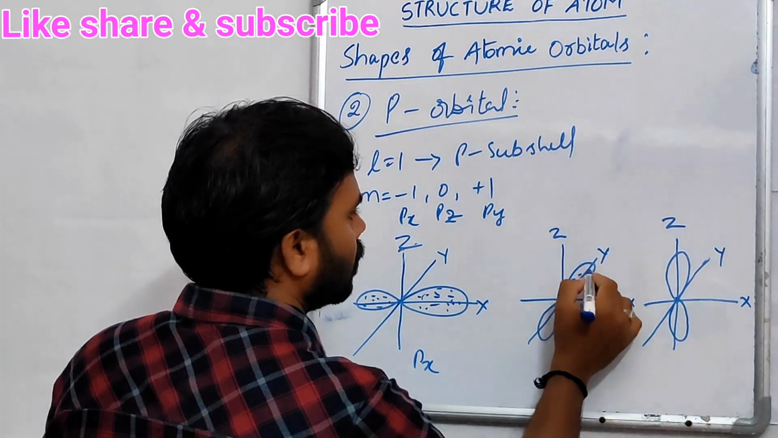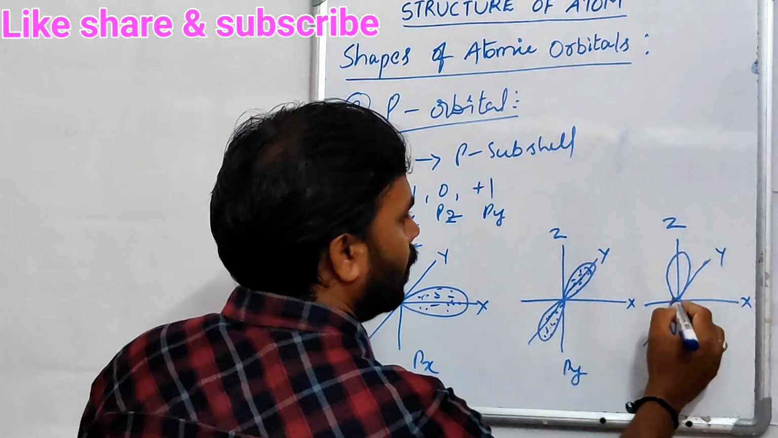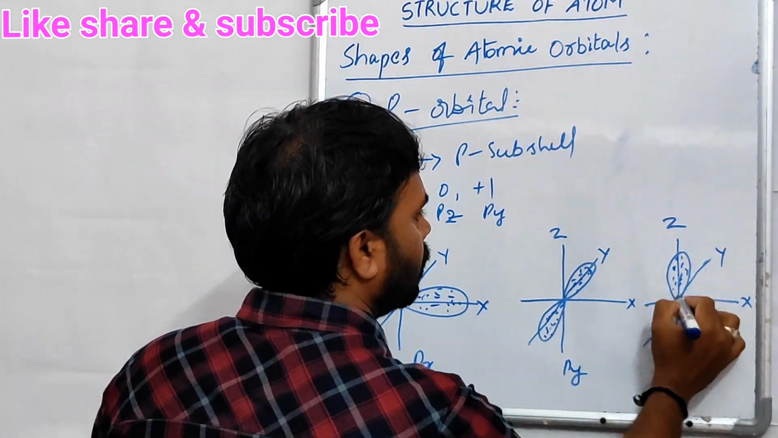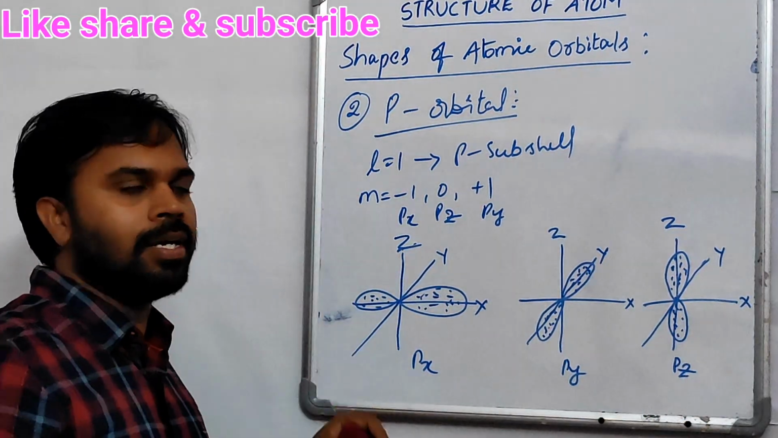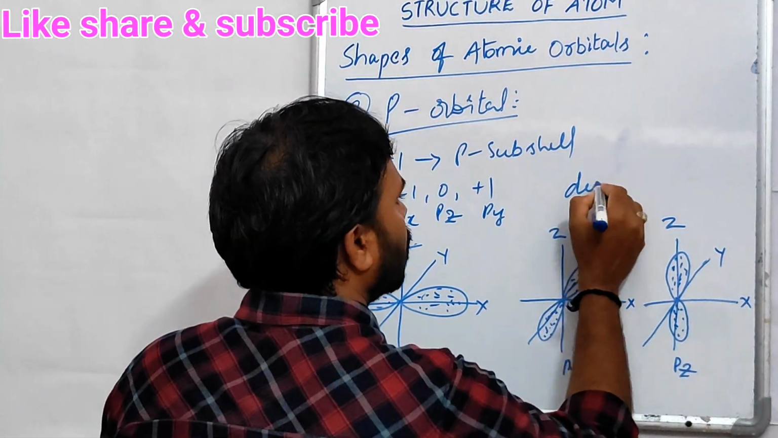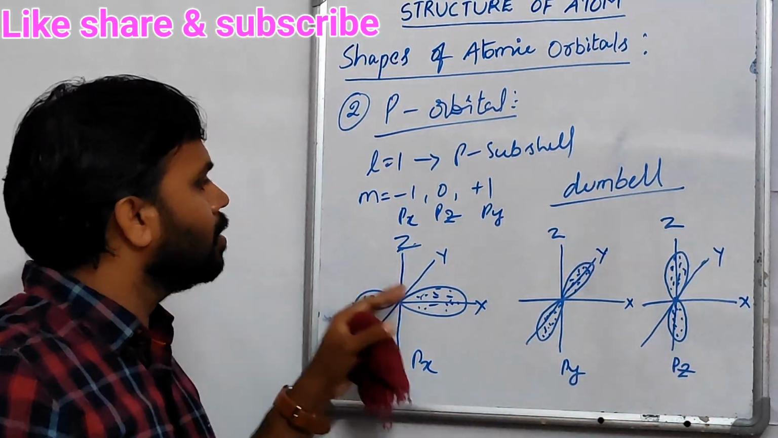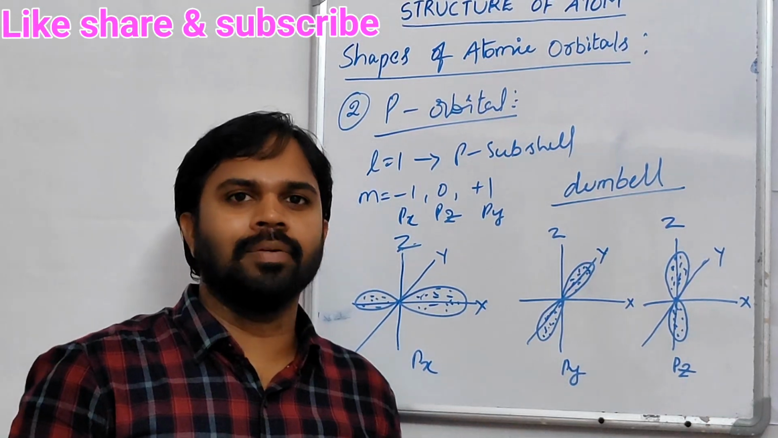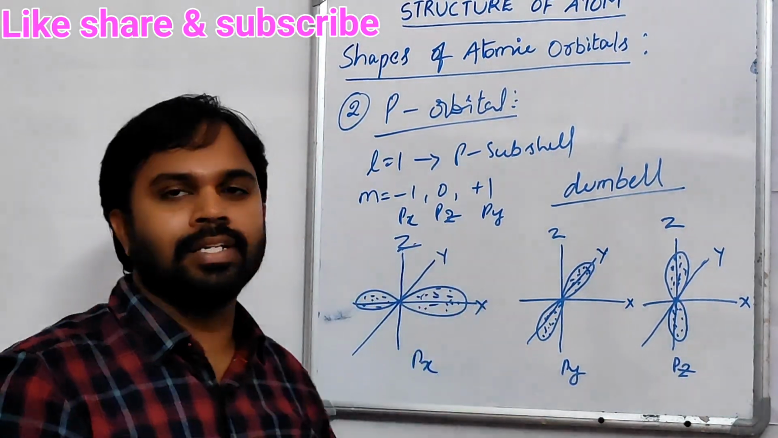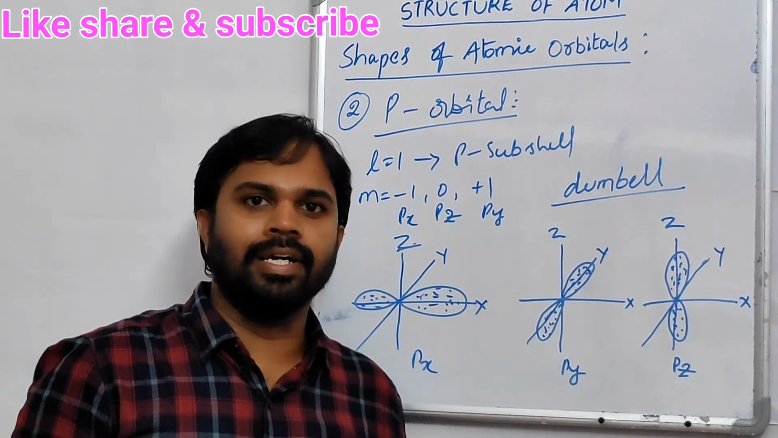This is Py orbital. And this is Pz orbital. The shapes of p orbitals are dumbbell. These are degenerate orbitals. What is the meaning of degenerate? It is nothing but the energy of these three orbitals are equal. The same energy of orbitals is called degenerate orbitals.